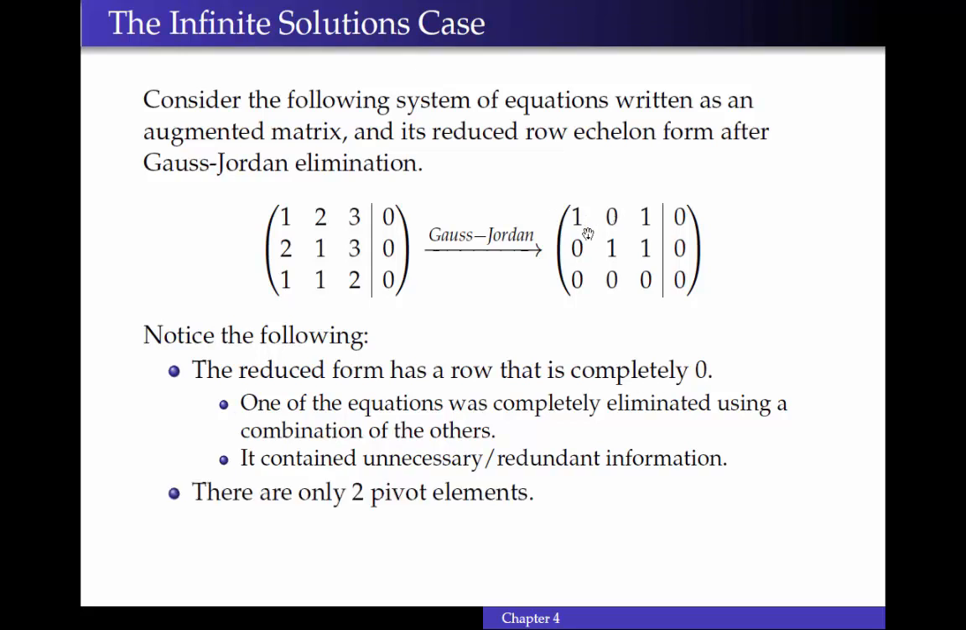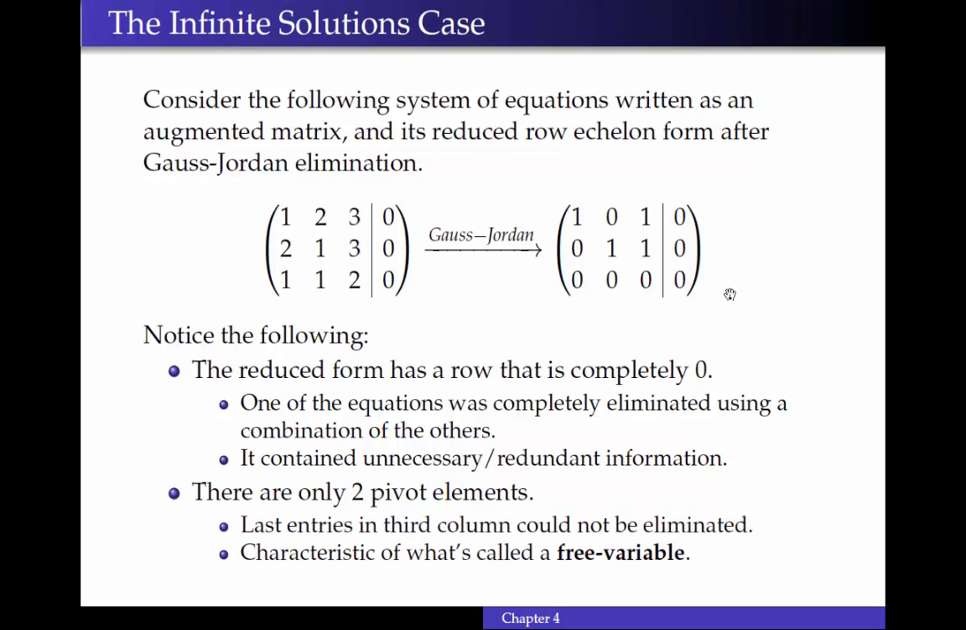You'll also notice that there's only two pivot elements. There's no pivot element in the third row. The last entries in this third column cannot be eliminated. When we see these entries that can't be eliminated, this is characteristic of what we call a free variable.